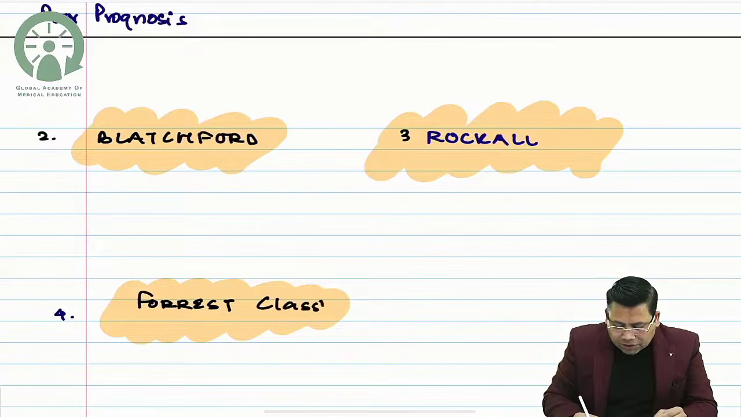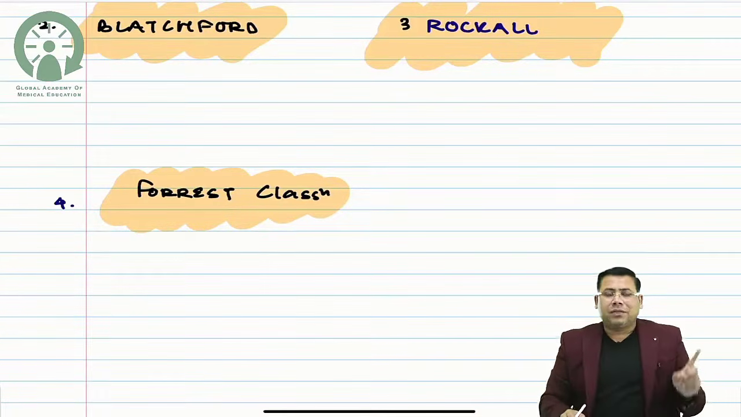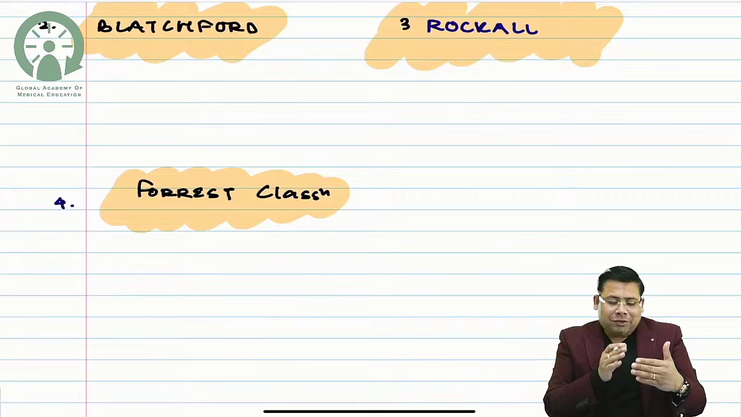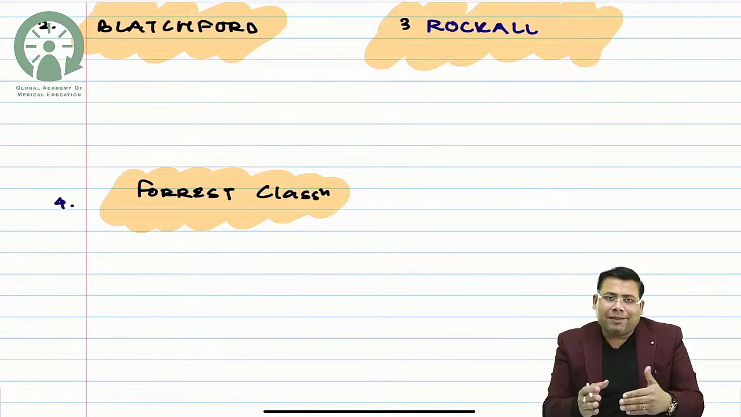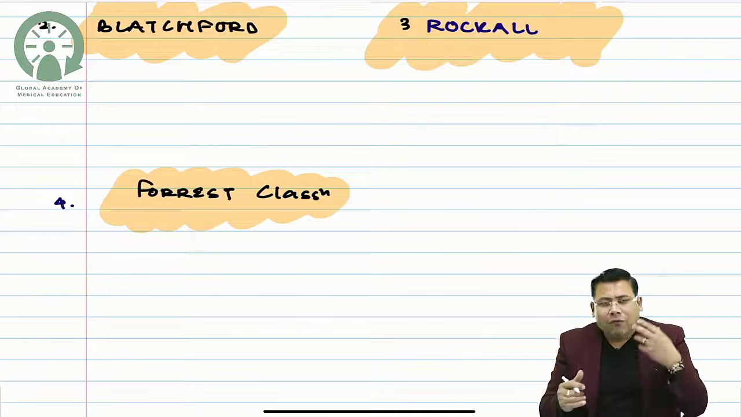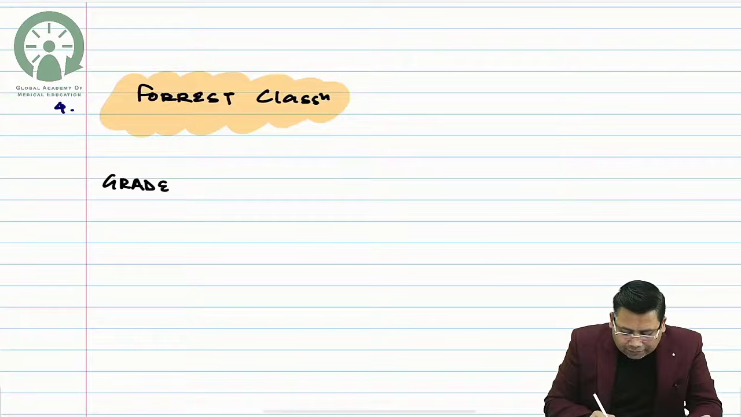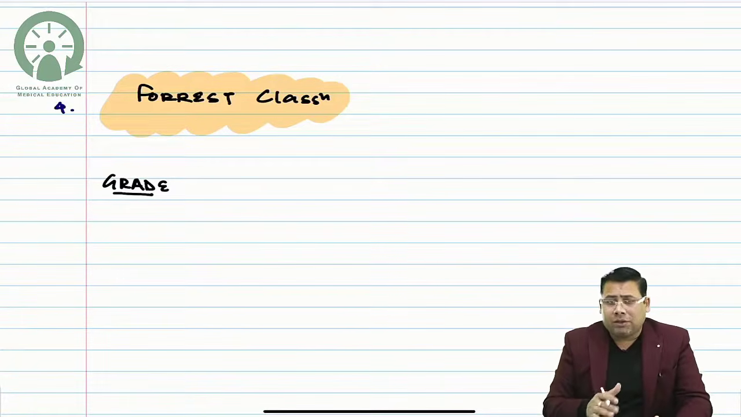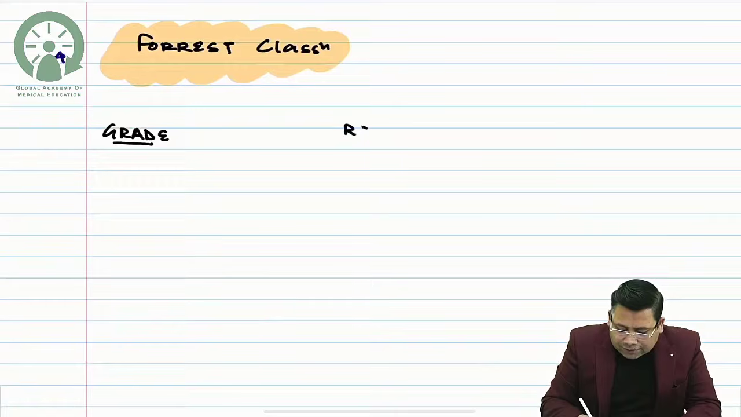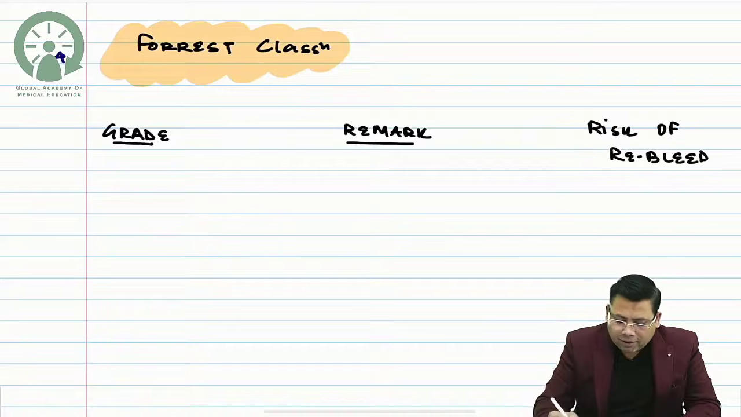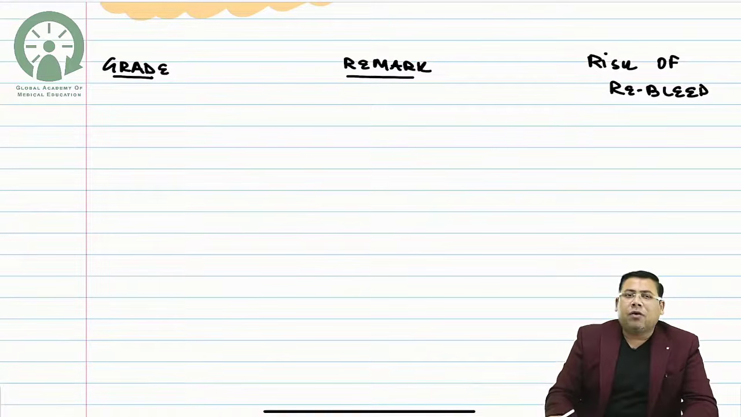What is the Forest classification? Actually, it's a classification for GI bleeds related to peptic ulcer disease, and it's not only a classification, it's a prognostic index to decide what is the risk of rebleed. If you talk about the Forest grading, I will discuss this because this is of paramount importance. On one side grade, on another side the remark, on the other side risk of rebleed. Now there are three things that we need to understand: grade, remark and risk of rebleed.